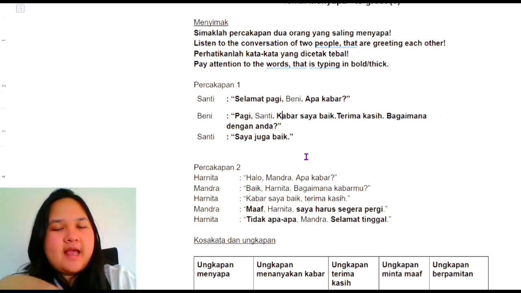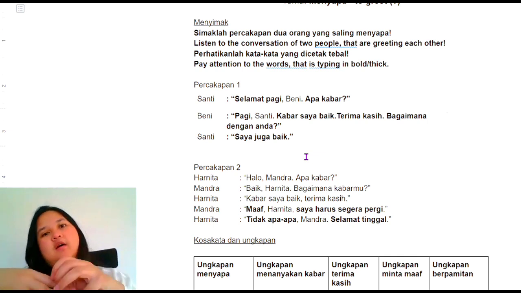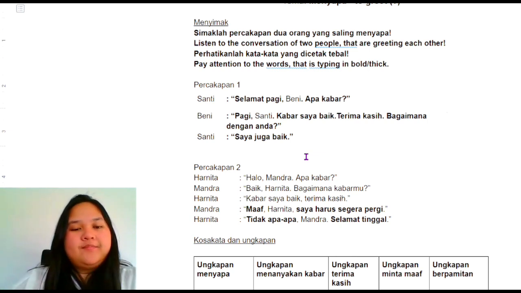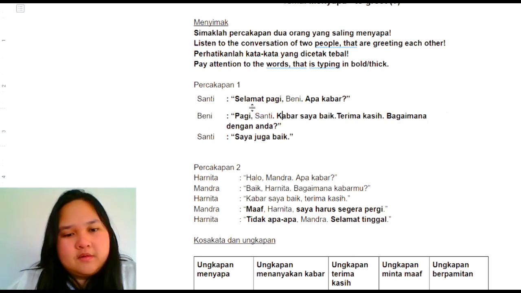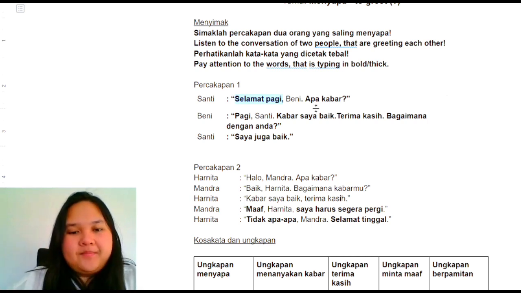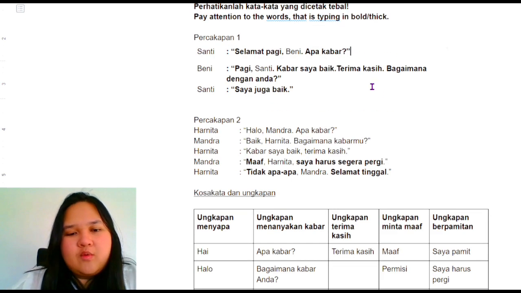Alright. So when you see this first conversation between Santi and Benny, can you guess any content of this conversation between them? Right? So we already learned about this word before from the introduction. Selamat pagi, which is good morning. So, good morning Benny, apa kabar? So, we will see here.